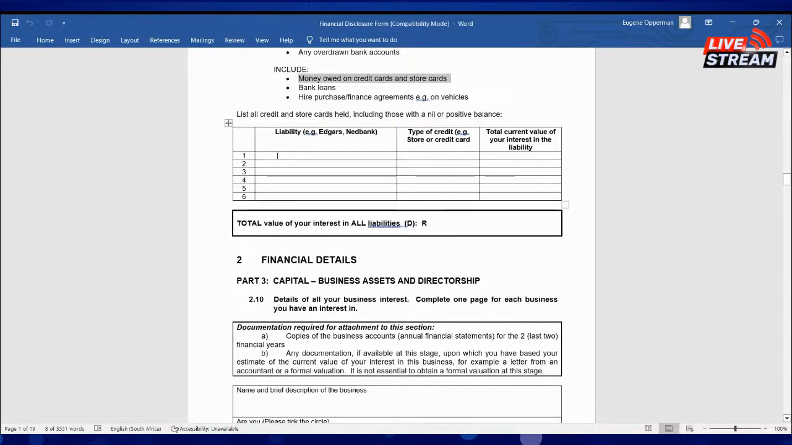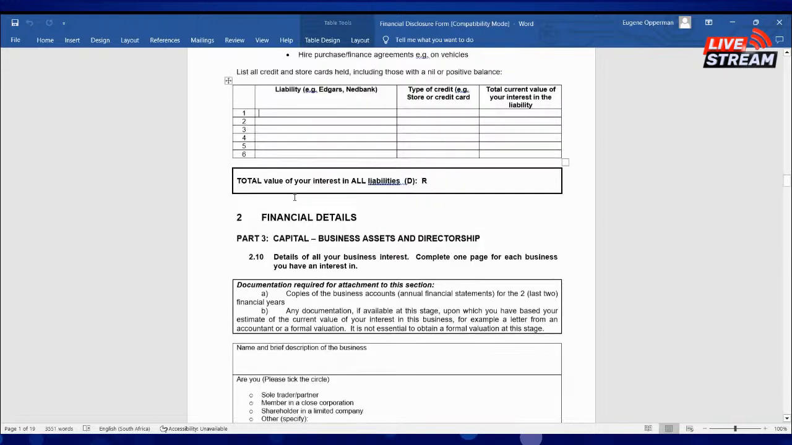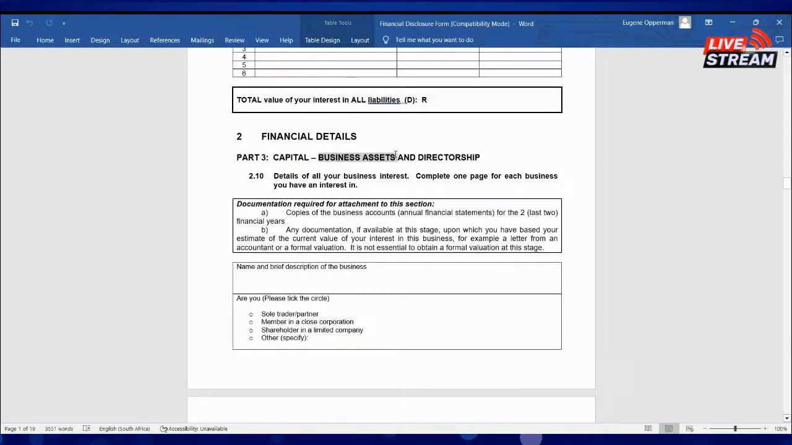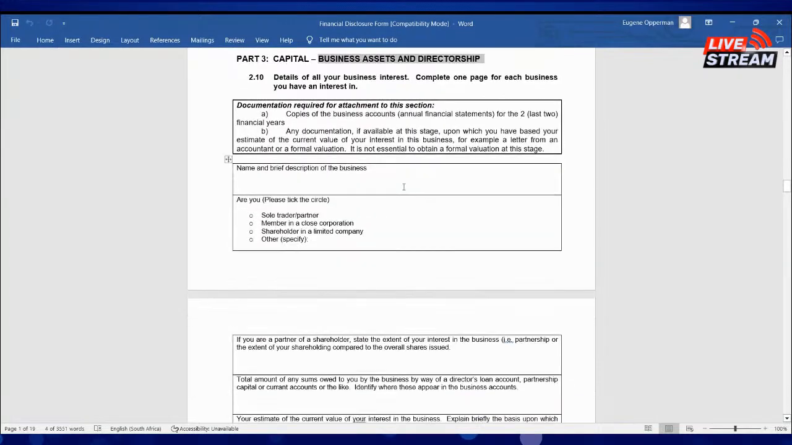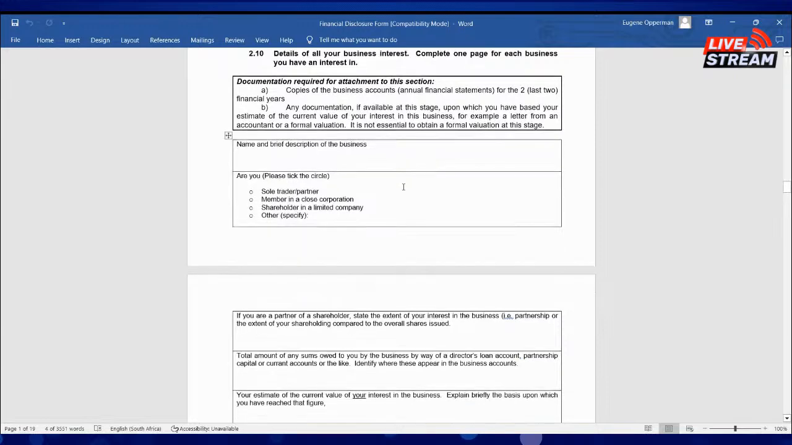And you could ask the maintenance officer to assist you to obtain an ITC report. The maintenance officer could instruct the maintenance investigator to get a detailed credit report on the respondent to confirm that what he said is actually the truth and correct. Financial instruments, business assets and directorship. If he does have a company, then obviously you are well within your rights to ask for financial statements.